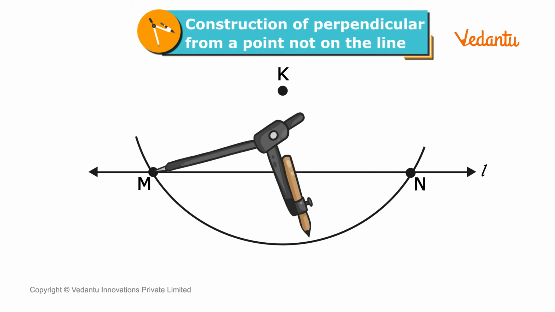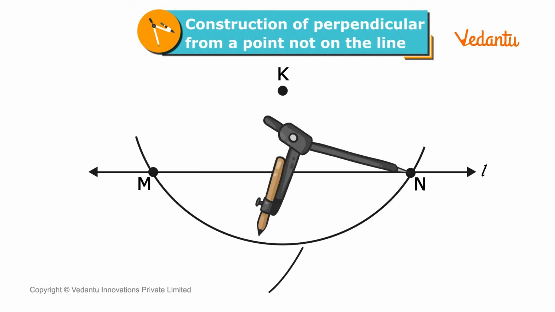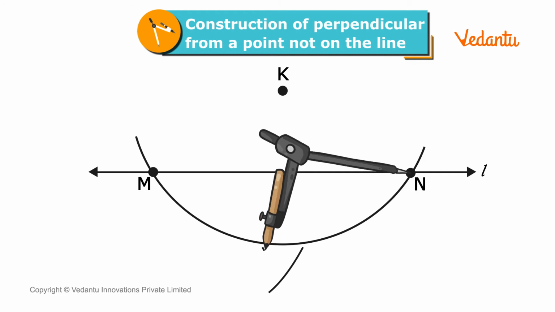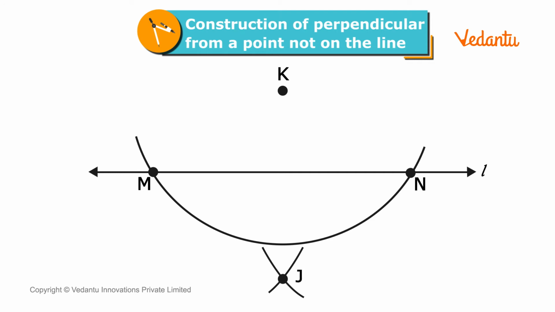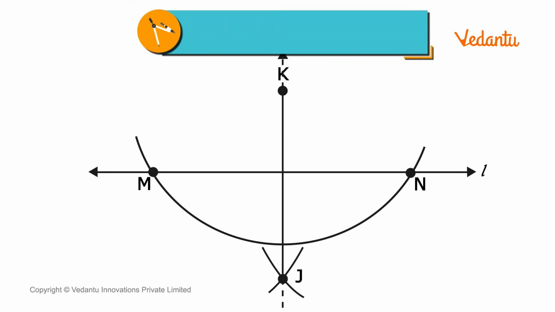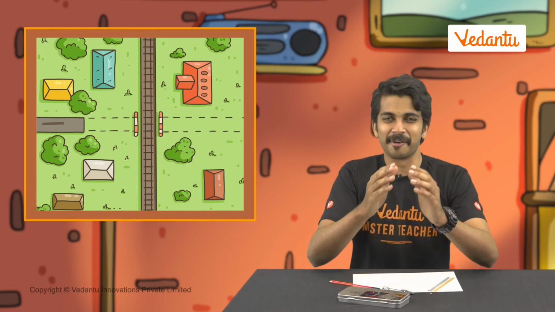Step 3. Place the compass needle on M and draw an arc from it. Then, keeping the compass opened at the same length, place the compass needle at N. Draw another arc such that it meets with the arc drawn from point M. Step 4. Name the point of intersection of these arcs as J. Now, produce a line from this point J to K. This line JK is perpendicular to the line L. Excellent map making.